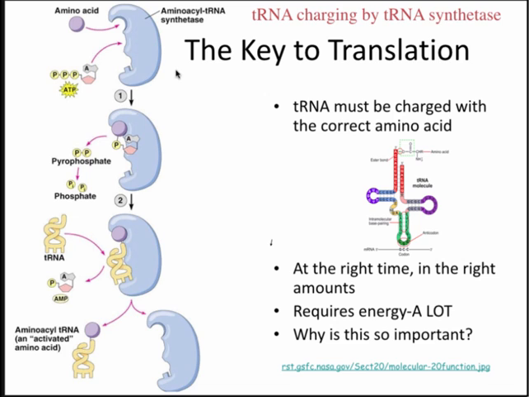The real translation occurs not at the ribosome. That is just matching two different nucleic acids, right? A tRNA to a messenger RNA. The real translation happens when the tRNA is charged by the tRNA synthetase. So you have to charge with the correct amino acid, and it's got to happen at the right time and in the right amounts. So why is this so important? Because if you don't do it right, you'll get random amino acids put in, and that's a huge deal. The real process of translation takes place at these tRNA synthetases, and that's something to remember.